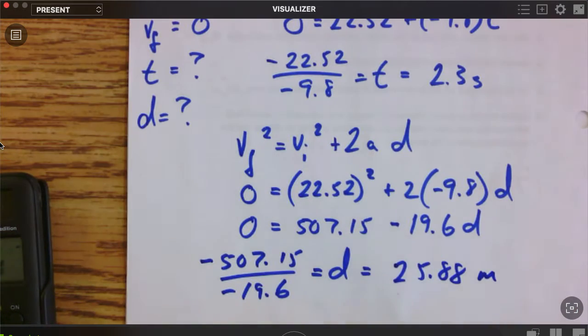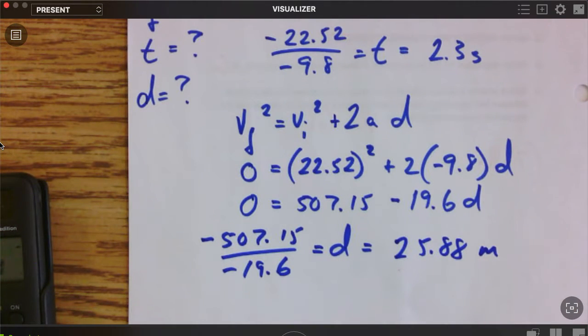25.88 meters. So the new question now is we're essentially dropping something. What is this, a ball? I don't even remember. A superhero? An acrobat. We're dropping an acrobat from 25.88 meters in the sky, and we want to find out how long it's going to take for this acrobat to get halfway down.